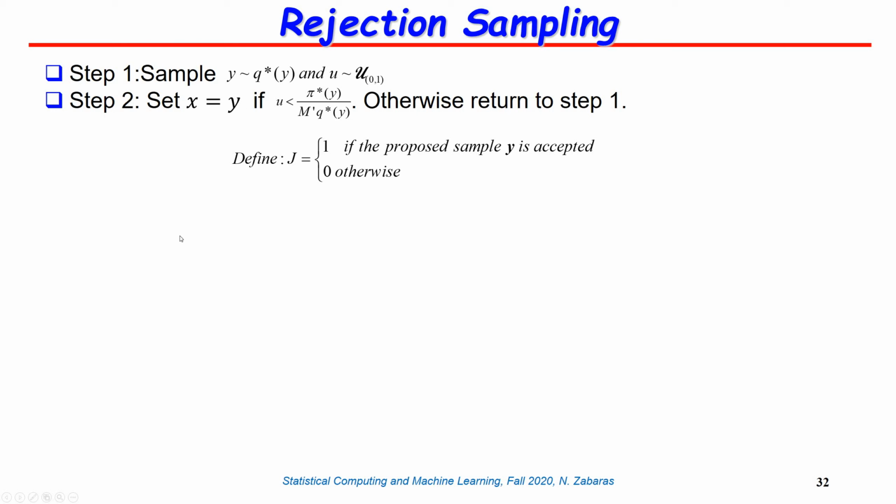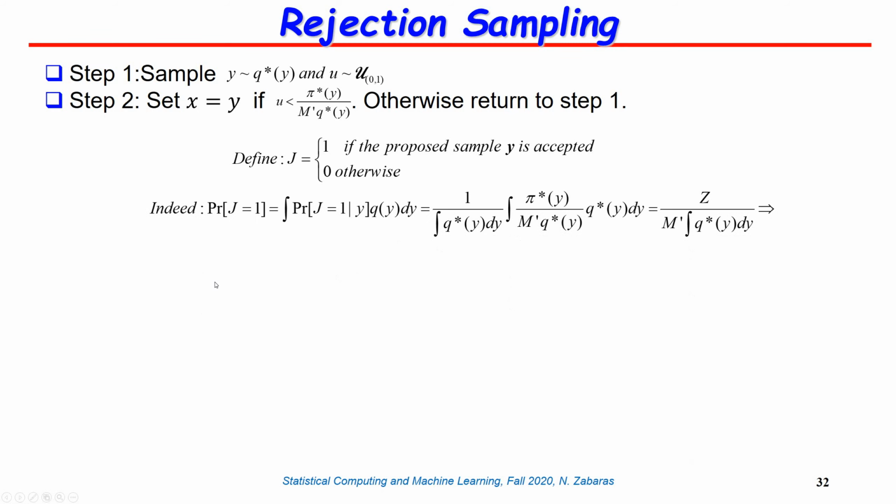So let me define the following. I'm going to define some indicator function that I call J here. J is 1 if the proposal sample is accepted, 0 otherwise. And what I'm going to try to do is compute the probability of a sample being accepted. And actually this will be very useful, as you will see very shortly. So this is the probability that the sample is accepted with this algorithm that I introduced.